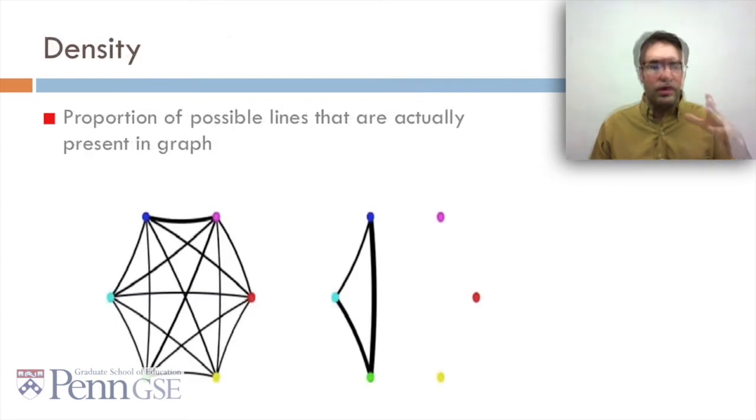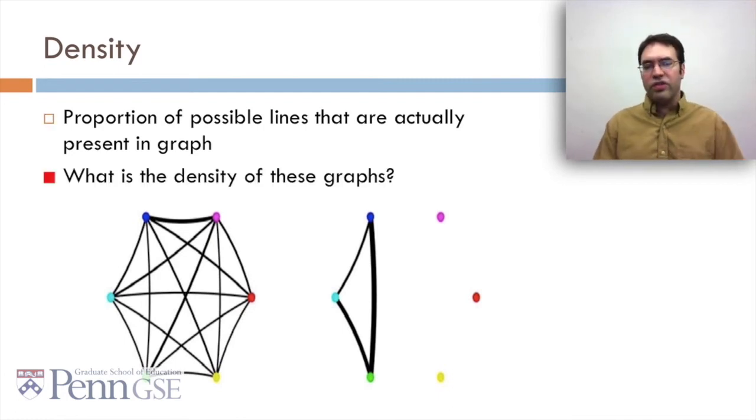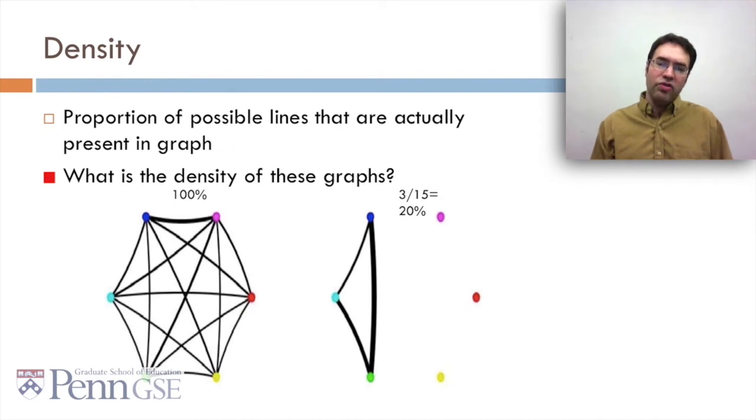We can use network graphs and network analysis to study the patterns and regularities of the relationships between the nodes. One such example is density, which is the proportion of possible lines that are actually present in the graph. So what's the density of these graphs? The one on the left, every single possible connection occurs, and so it's 100%. The one on the right could potentially have up to 15 connections, but only has 3, which is 20%.